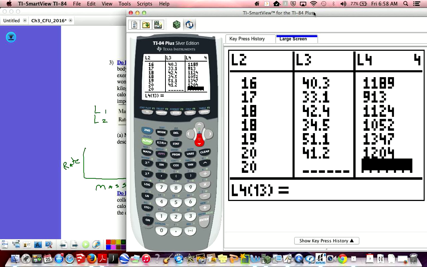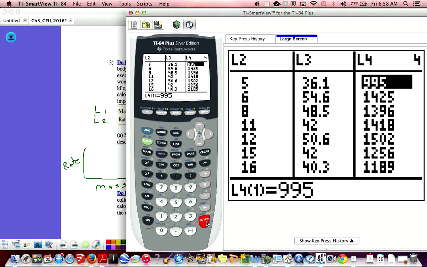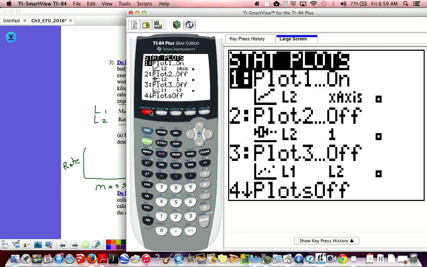All right, so hopefully you have your data in your calculator. If you forgot how to get to that, you go stat edit and enter it in. It's something you should know by now since we've been entering data in lists since chapter 1. Now, in order to do the scatter plot on your calculator, you go second y equals.